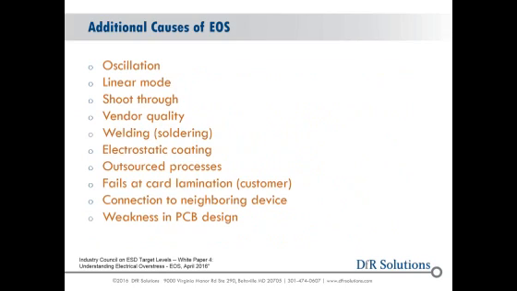In other places, oscillation can cause EOS. Linear mode operation and shoot-through is one that we've seen quite often at DFR. Vendor quality, the selection of the components that you're using. Electrostatic coating, which might take into consideration conformal coating, does provide some benefit from ESD arcing. Outsourced processes: if you're a manufacturer and you don't have control of certain processes, then that's a potential source. And weaknesses in the board design, and we'll talk a little bit more about that in a moment.